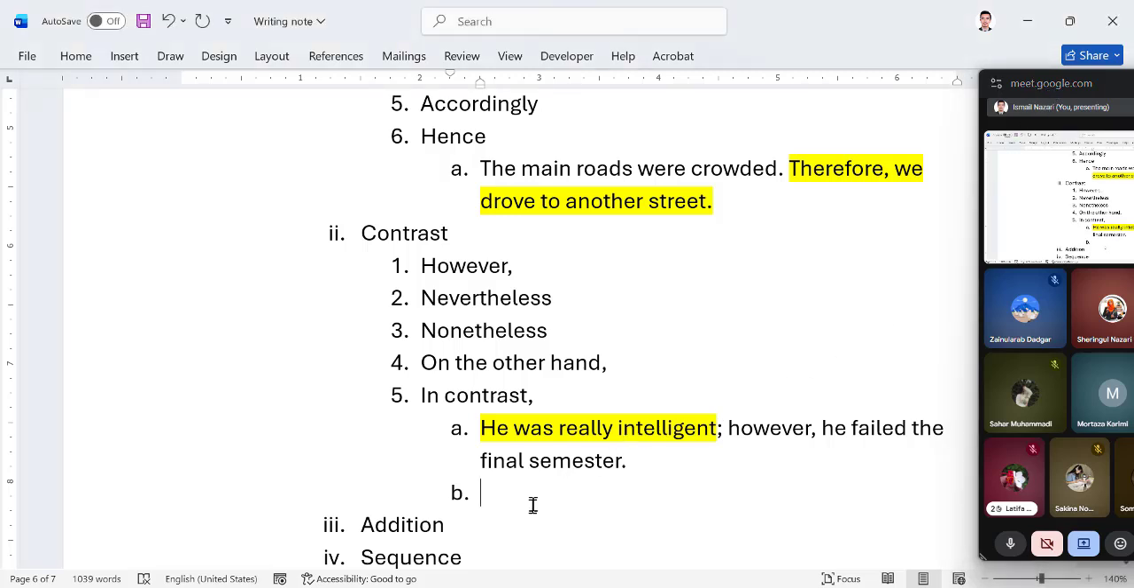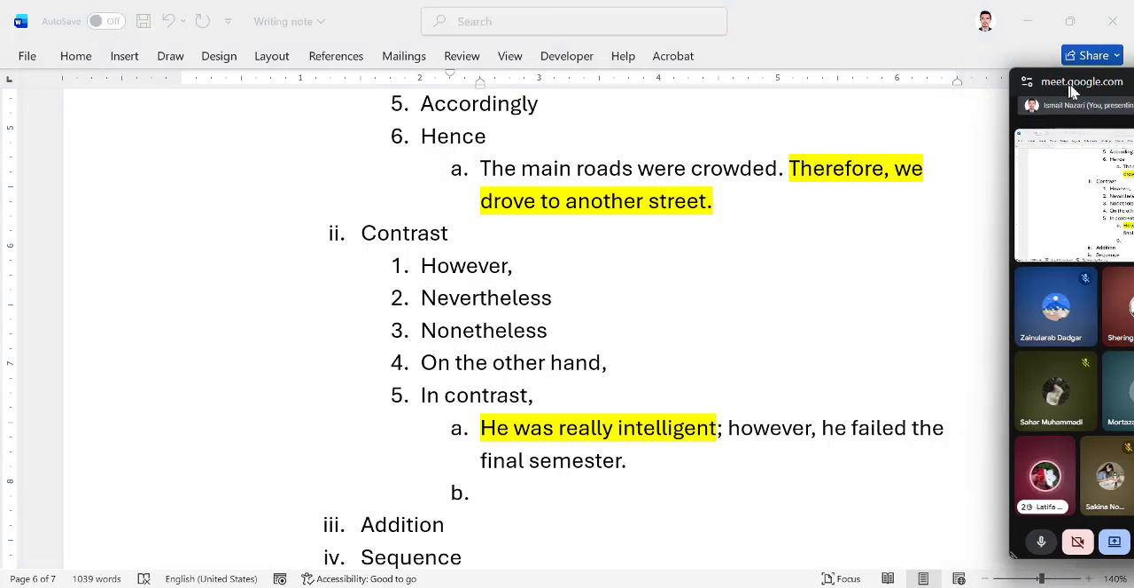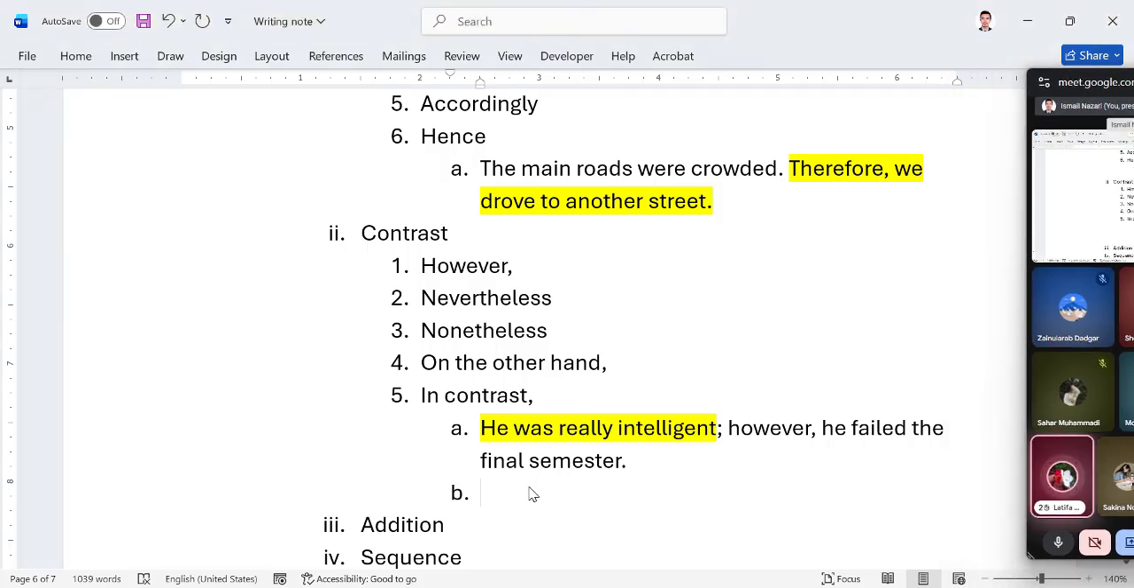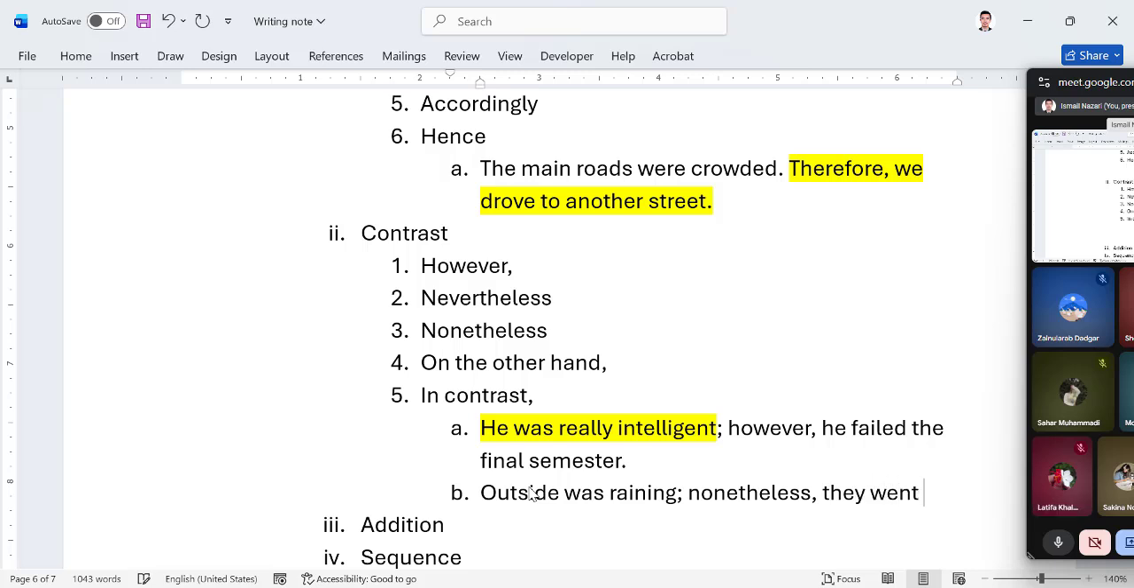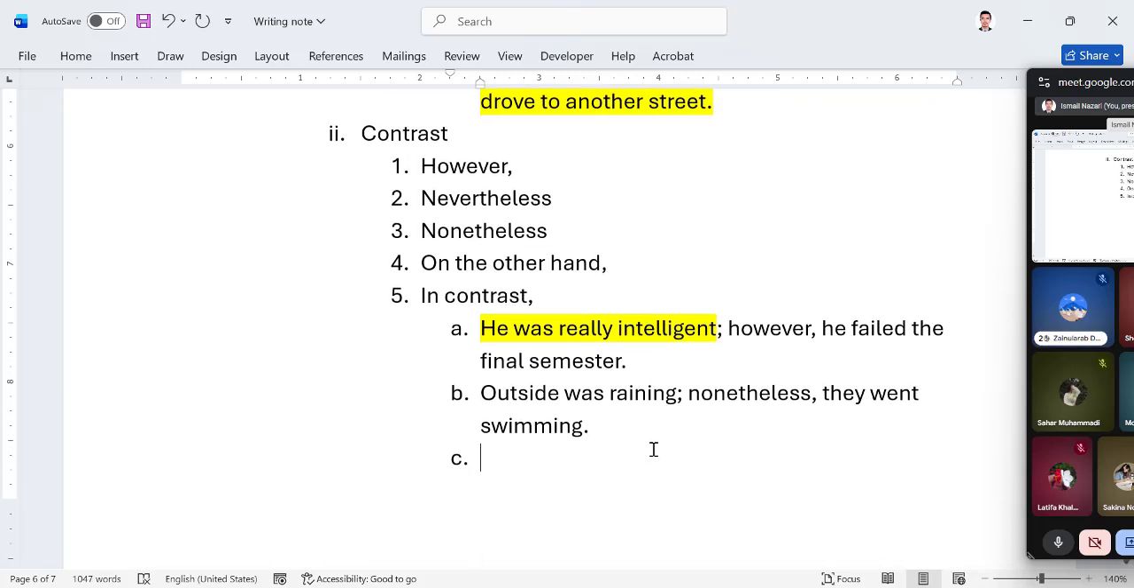Miss Latifa. Okay, teacher. The outside was rainy. Nonetheless, they went swimming. Yeah. Nonetheless, they went swimming. Very good.